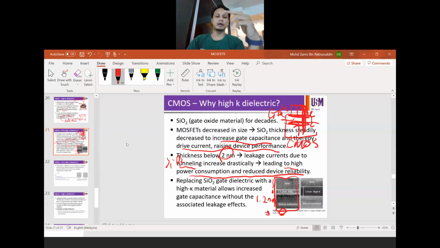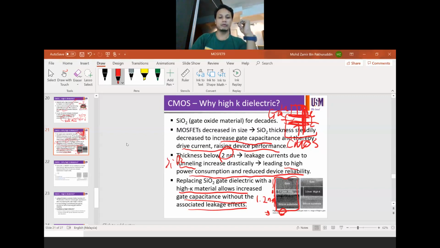Kalau you nak device tengah on, you nak turn it off, so it might still be on or the other way around. Okay, so switching will not be successful and efficient anymore due to leakage. So kalau you nak turn it off, then maybe it will still be on because of leakage, right? So replacing SiO2 gate dielectric with a high K material allows increase of gate capacitance without associated leakage. Maksudnya, the moment you go thinner, then we will suffer from leakage current. Sekarang kita nak go thin, but we don't want to suffer from leakage current.